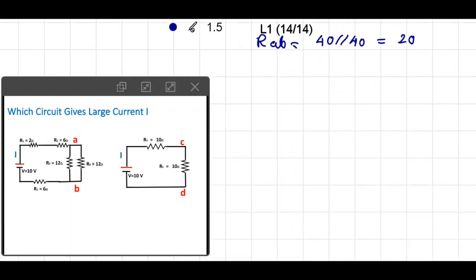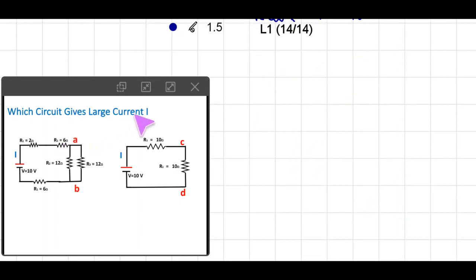So see, which circuit gives large current? Here you see V is equal to 10 volt. In the first circuit there are resistances, R1 is equal to 2 ohm, R2 is 6 ohm. Here there are two parallel resistances of 12 ohm and 12 ohm.